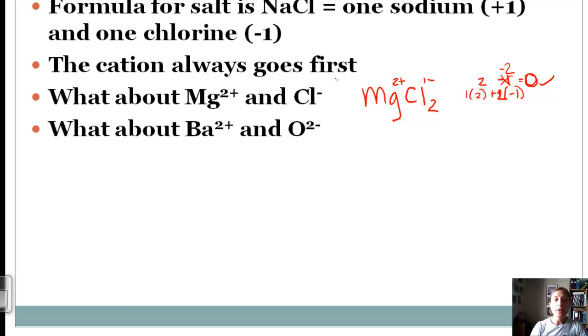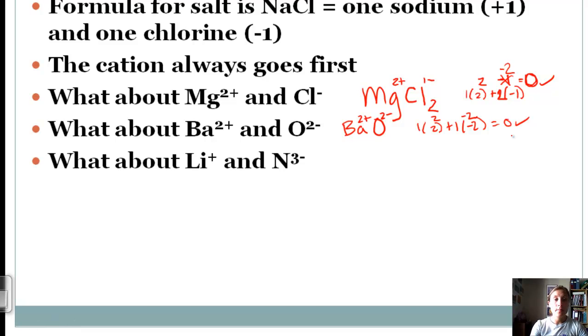Alright, let's look at barium and oxygen. So barium is a 2+, oxygen is a 2-. Well, if I have one each of these, that's 1 times 2 plus 1 times a -2. Well, this is 2, and this is -2, and 2 minus 2 is 0. I don't have to do anything with that. I need 1 each. And so it's already good the way that it's written.